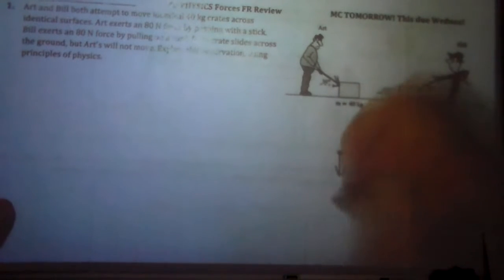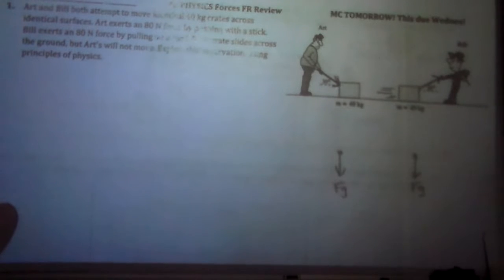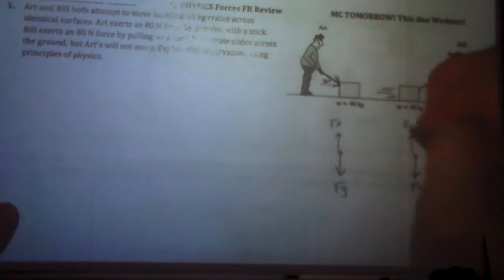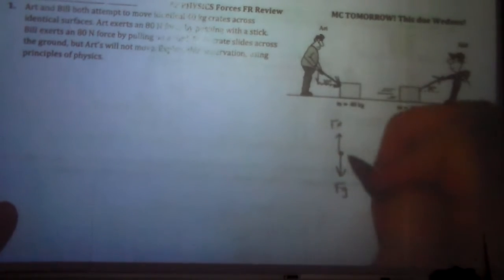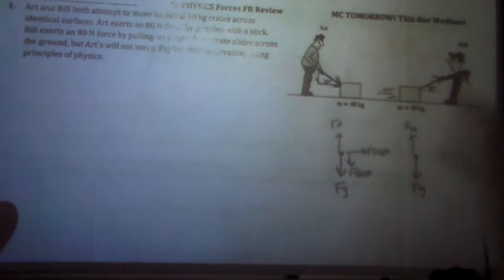So each has the force of gravity. Each has the same force of gravity. They both have a normal force. Art is pushing both down and to the right. So the down would be your F sine, and the to the right would be your F cosine. And then Bill is pulling, so that would be both to the right and up. So F sine and F cosine.